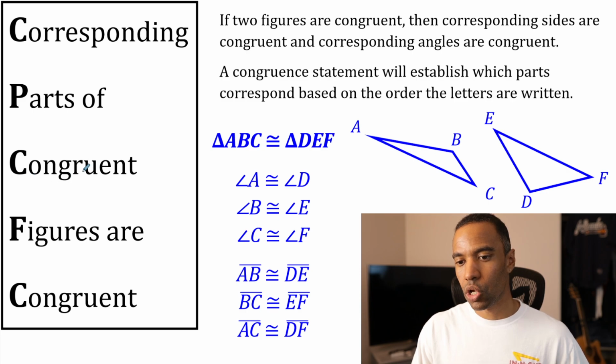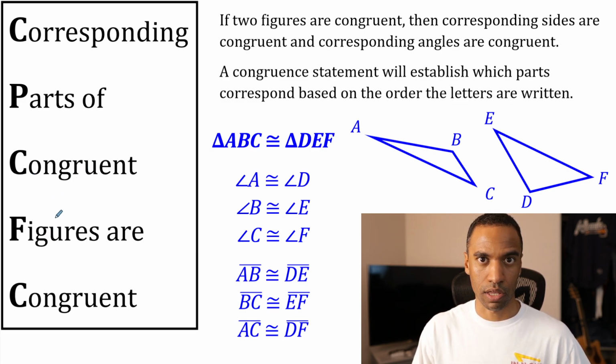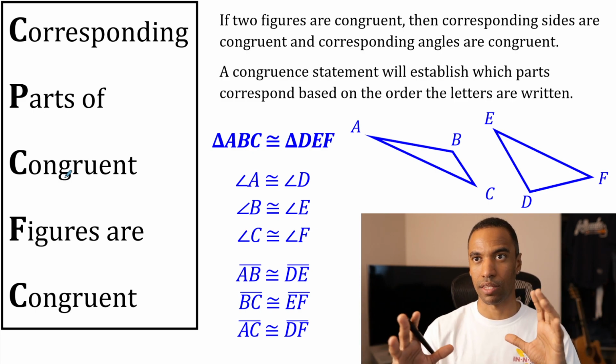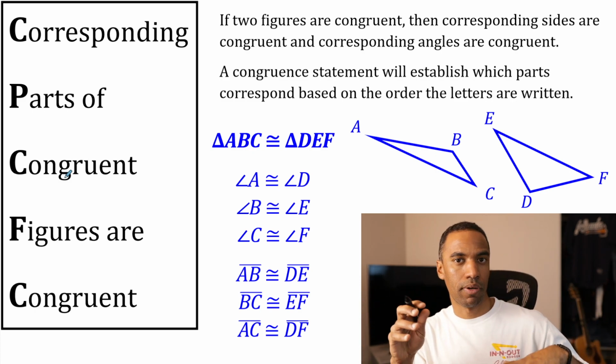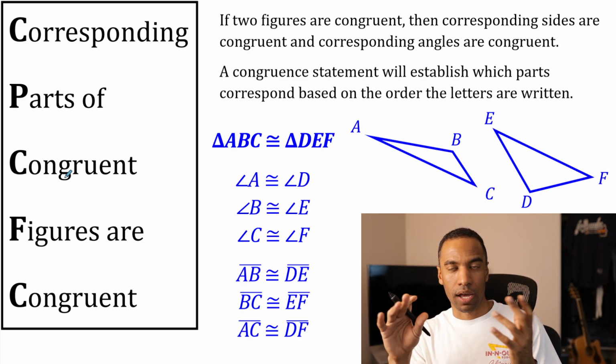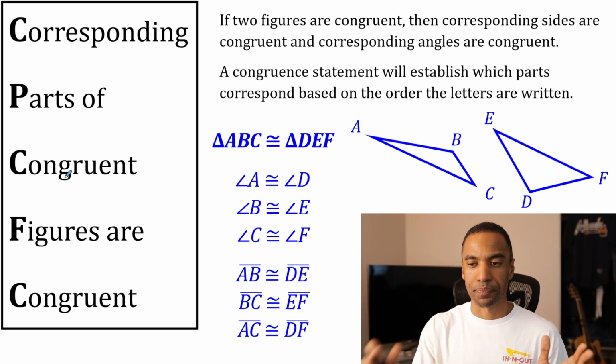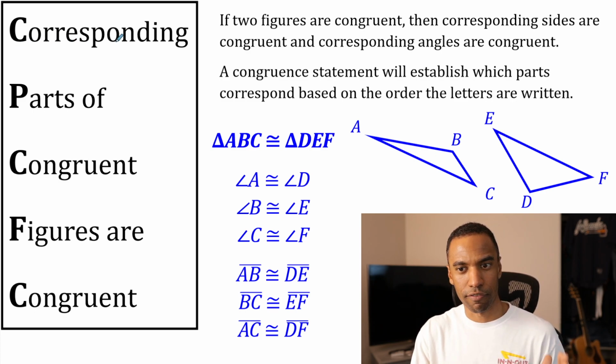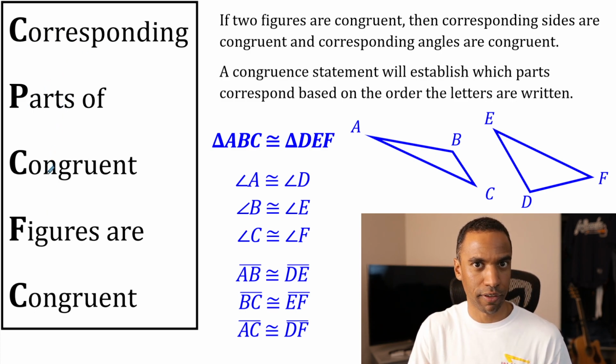Now, if you were told that your figures were congruent to each other, that means that they are equal in size and shape in every which way, that you can match up parts of one figure to another, but you gotta first identify which parts correspond. And that's the idea here. If you find the parts that correspond in your congruent figures, those corresponding parts will be congruent.